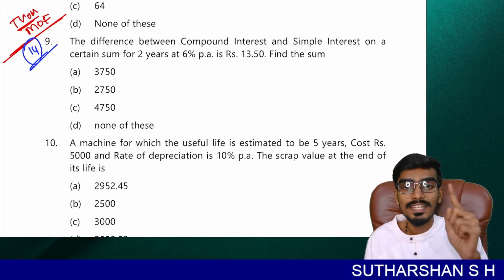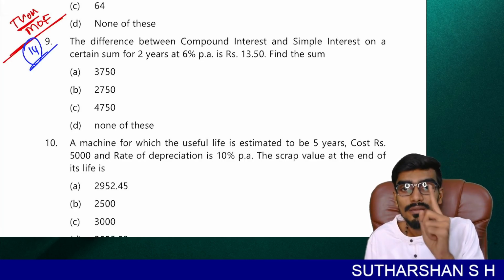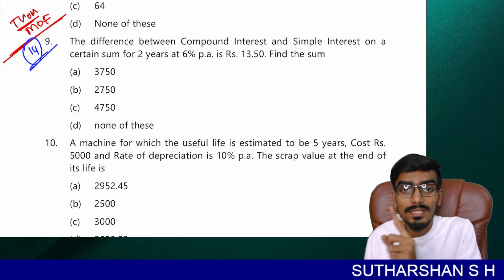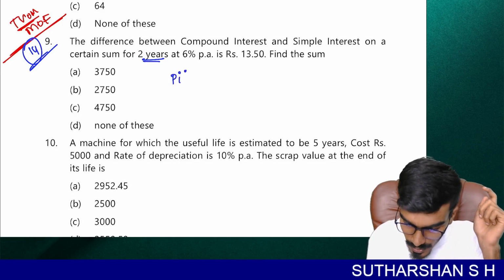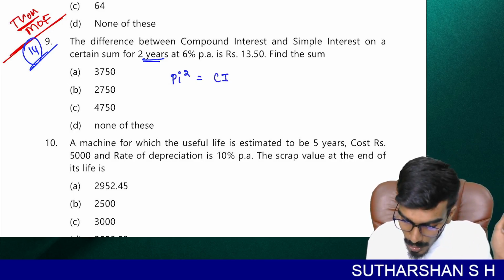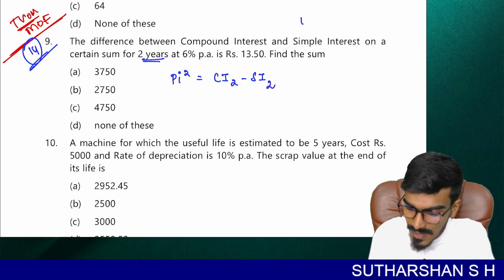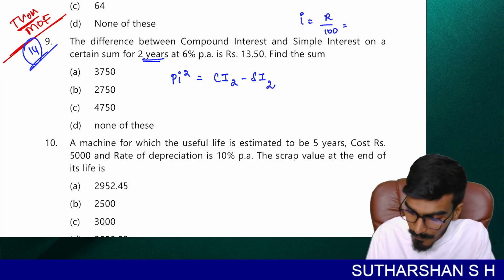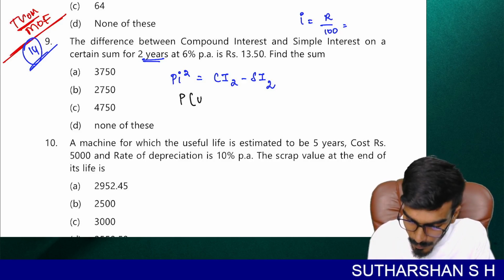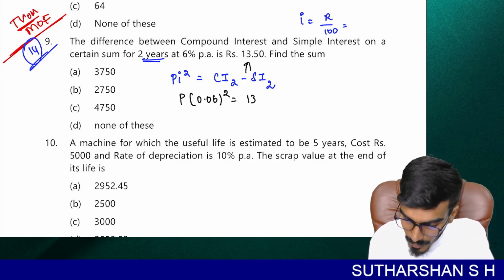The difference between compound interest and simple interest on a certain sum for 2 years. For 2 years, we have a shortcut. P I square is equal to compound interest of second year versus simple interest of second year. What is I? I is nothing but R by 100. Someone will say P R square also, but I will keep it as P I square. P into 0.06 whole square is equal to this value only, they have given 13.5.